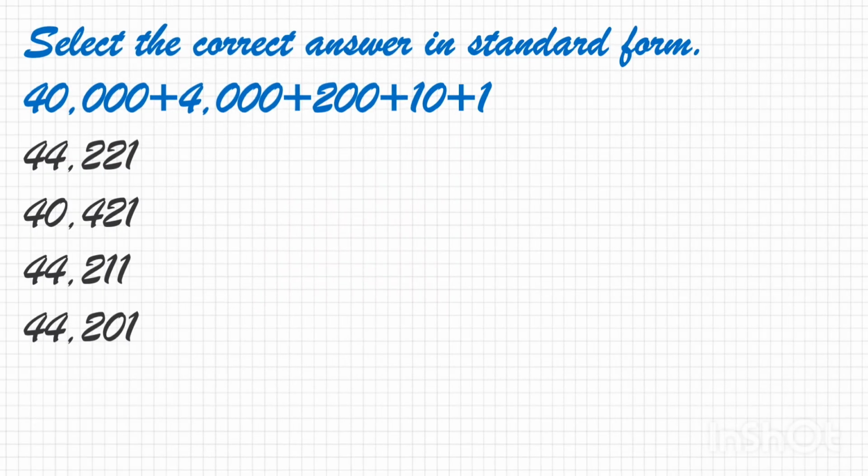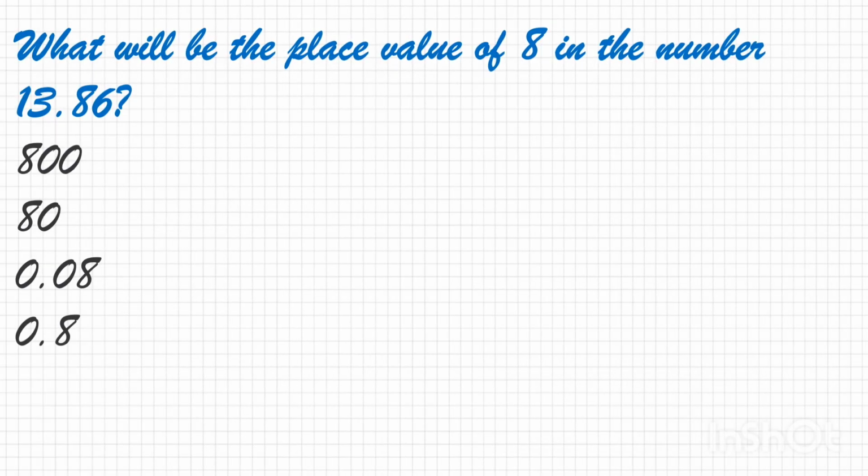Select the correct answer in standard form. 40,000 plus 4,000 plus 200 plus 10 plus 1. A. 44,221. B. 40,421. C. 44,211. D. 44,201. What will be the place value of 8 in the number 13.86? A. 800. B. 80. C. 0.08. D. 0.8.